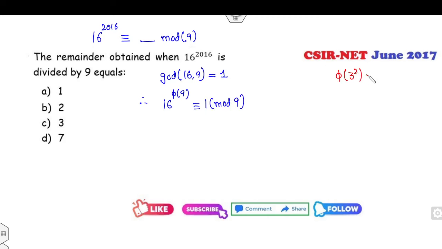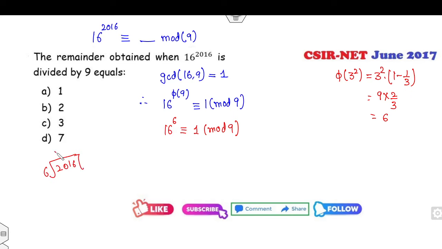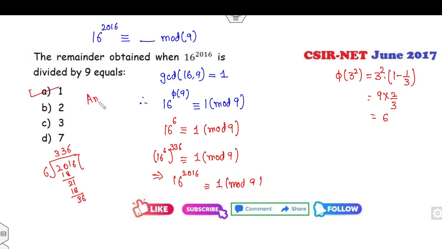9 I can write as a prime number 3 square. So phi of 3 square will be 3 square into 1 minus 1 over 3. So that is 9 into 2 over 3, that is 6. So 16 raised to power 6 is congruent to 1 mod 9. Now since I need 2016, what should be the power of this? I can divide 2016 by 6, which gives 336. So I can raise both sides to power 336. Again 1 raised to any power is again 1. So 16 raised to power 2016 will be 1 mod 9. So remainder will be 1.